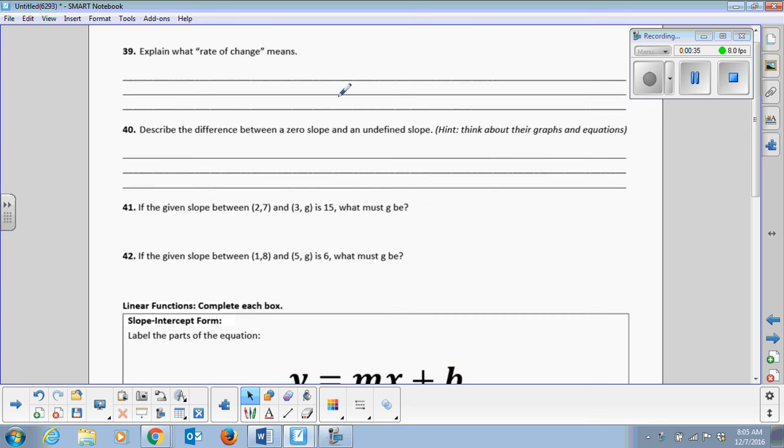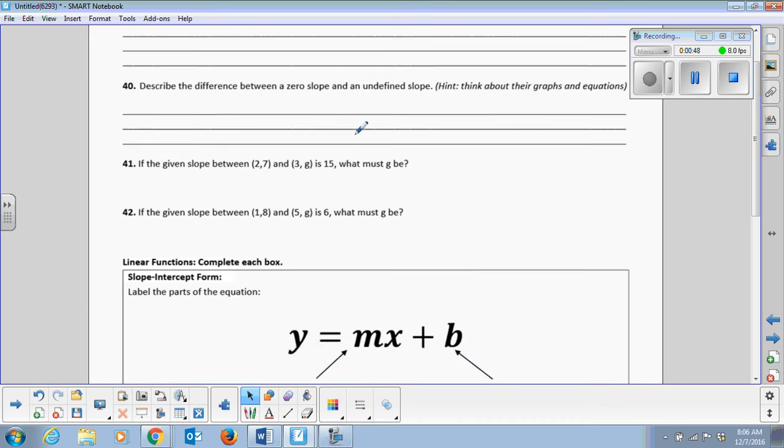Number 40, the difference between zero slope and undefined. So you need to think about which one's y equals, which one's x equals, which one's a horizontal line, which one's a vertical line. So go through that.